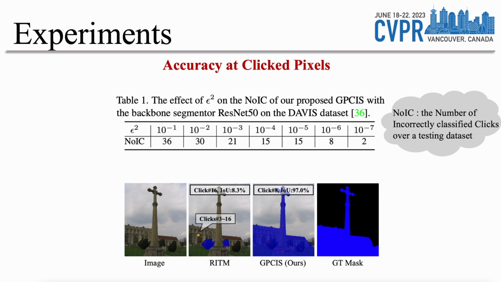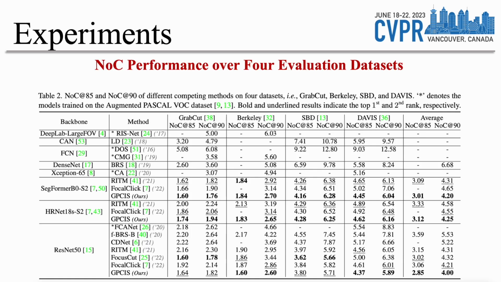In the figure below, the baseline method RITM repetitively clicks on the same position because it cannot have accurate prediction in that region. In contrast, our proposed method can finally alleviate this issue. We adopt SegFormer, HRNet, and ResNet as the backbone segmenters. In this table, the experimental results over 4 widely used evaluation datasets clearly show the superiority of our proposed method.